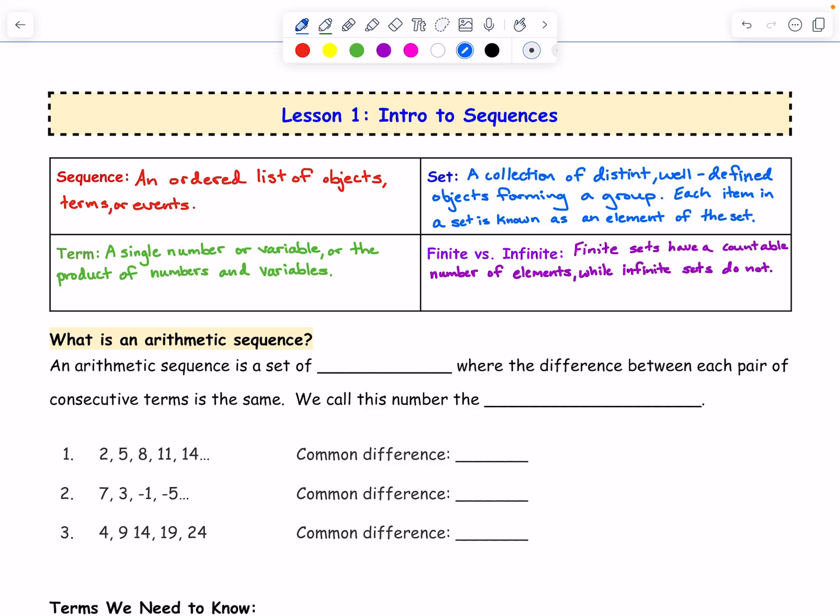In this video, we're going to take a look at an introduction to sequences, and in particular, we're going to talk about arithmetic sequences. First, let's look at a little bit of vocabulary.